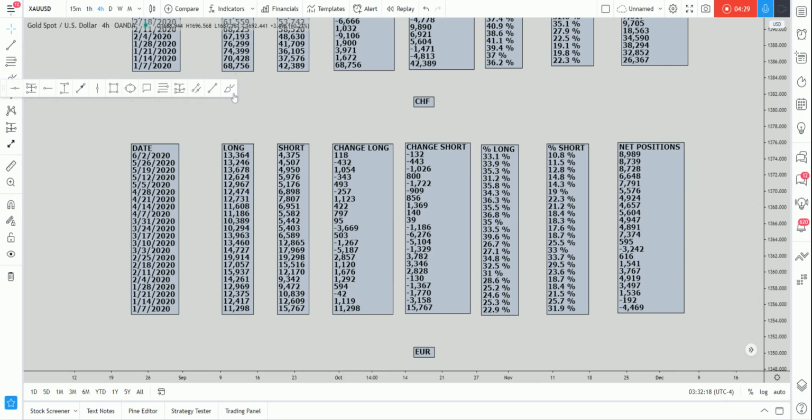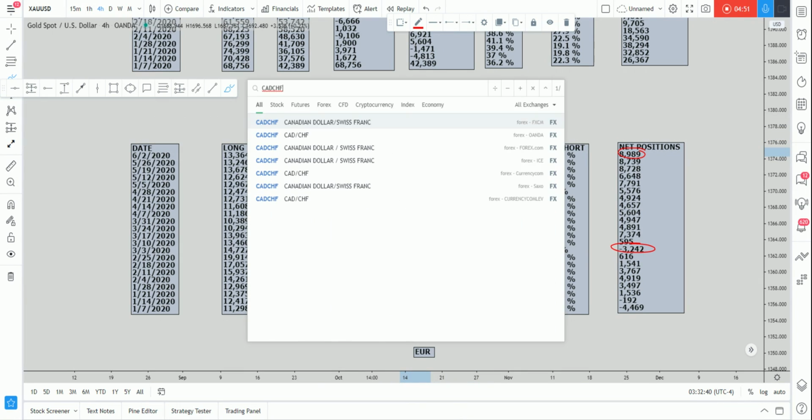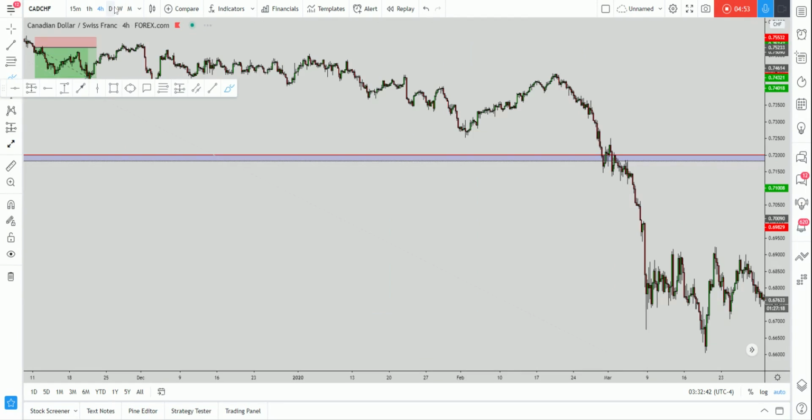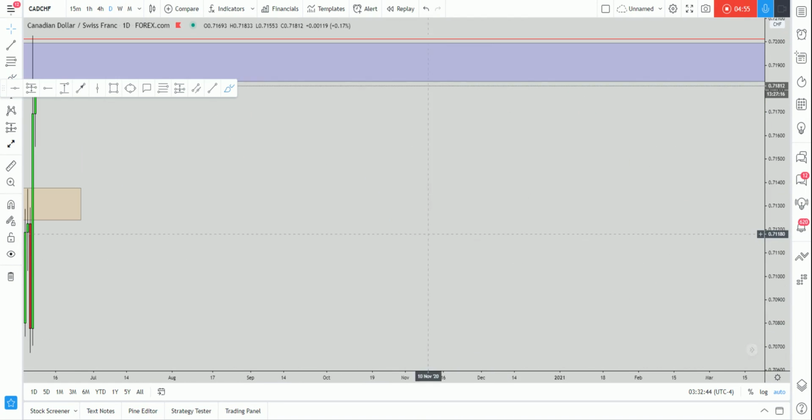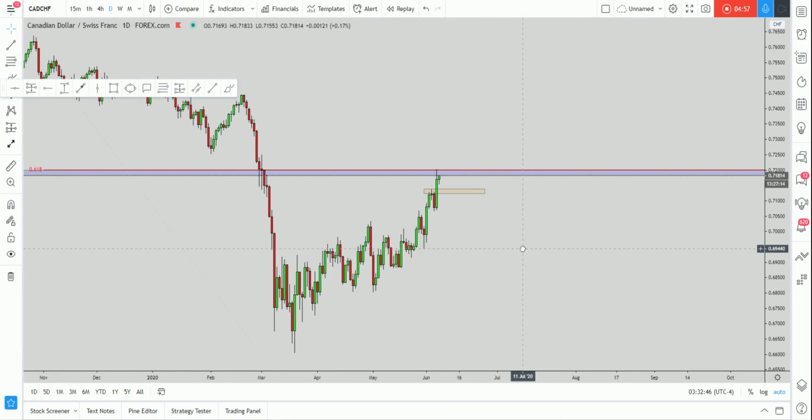And if we go and see what we have from a CHF perspective, we can see that currently we are sitting at 8.9K net positions from the minus 3K that we had, meaning that currently we have way more longs than shorts. And also with the last report, hedge funds have added another 118 longs and close 132 shorts. So going back to the chart, we can definitely expect the weakness. However, as usual, we have to be reactive in the market and not predictive.